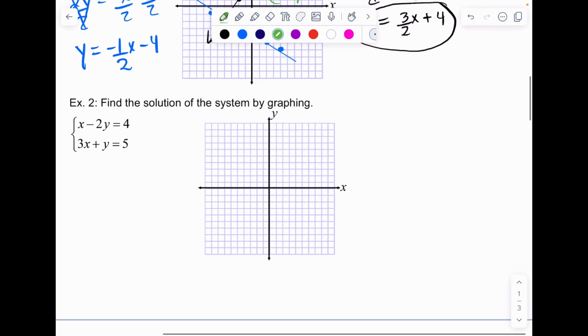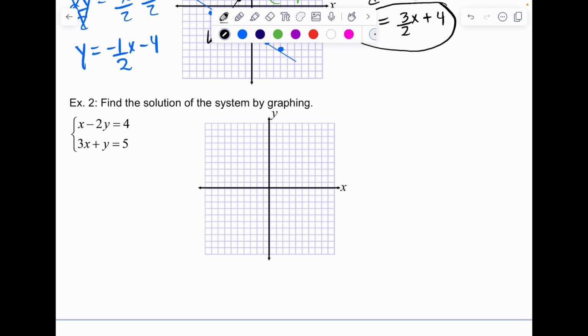Let's try another one. If I were you, I would hit pause right now and try this on your own. So go ahead and hit pause and try on your own. Welcome back. Let's see what you got.